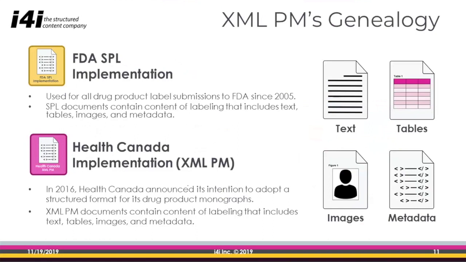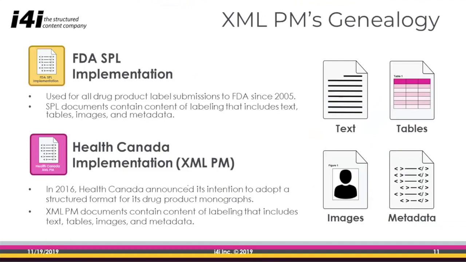This SPL standard, approved by Health Level 7, was adopted by the U.S. Food and Drug Administration in 2005 as a mechanism for exchanging labeling information. This labeling information in an FDA SPL consists of the text, tables, images, as well as the machine-readable metadata.